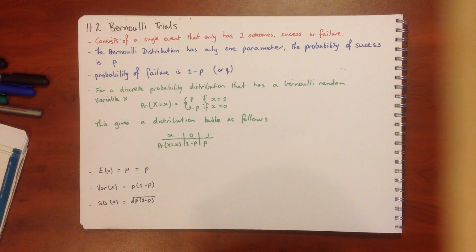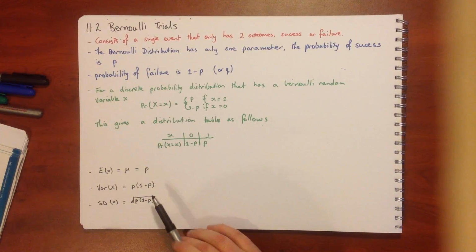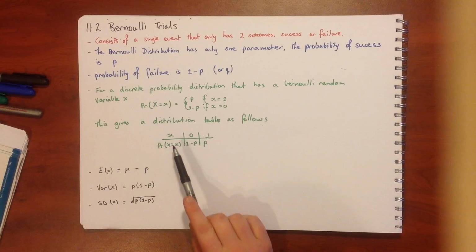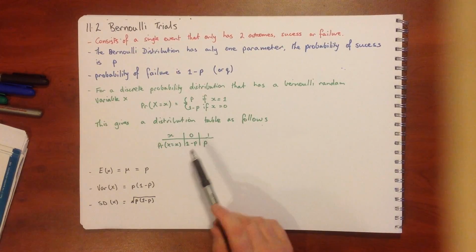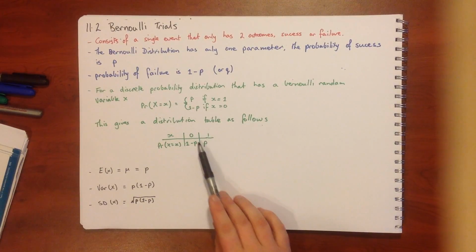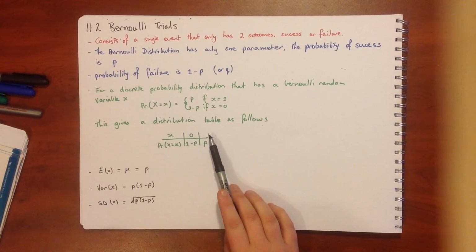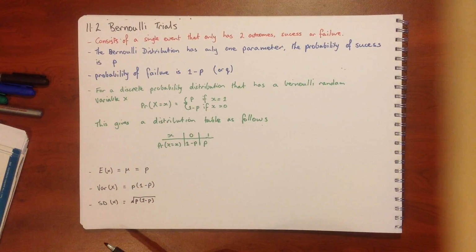For a discrete probability distribution that has a Bernoulli random variable X, the probability that X will equal x is equal to p if x is 1 and 1 minus p if x is 0. That means we end up with a distribution table that looks like this. We've got x and the probability that X equals x, so when x is 0 we get a probability of 1 minus p, and when x is 1 we get a probability of p.